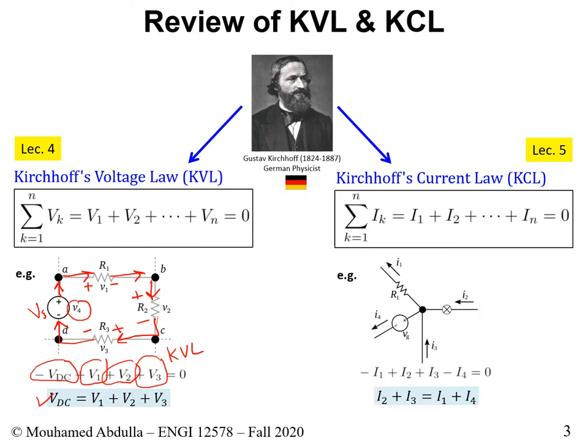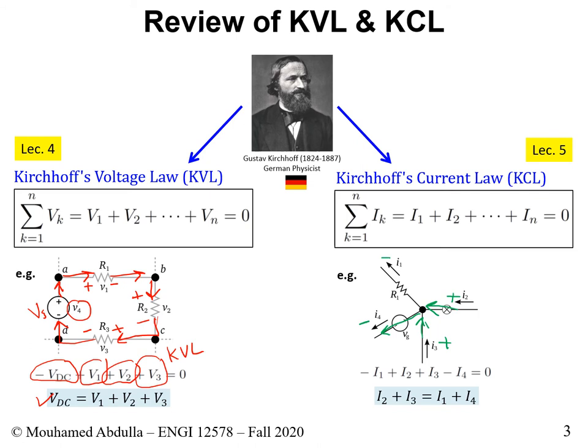This is an example for KCL. And in this example, again, you have a node. KCL is always around a node. And in the node, you have a current that comes to the node. If a current comes to the node, it's going to be positive. I3 is also coming to the node, so it's going to be positive as well. I4 is leaving the node, so it's going to be negative. I1 is leaving the node, so it's going to be negative.